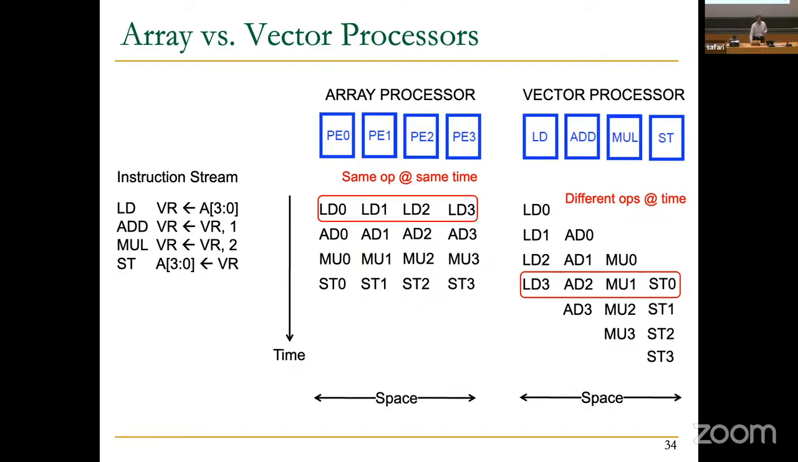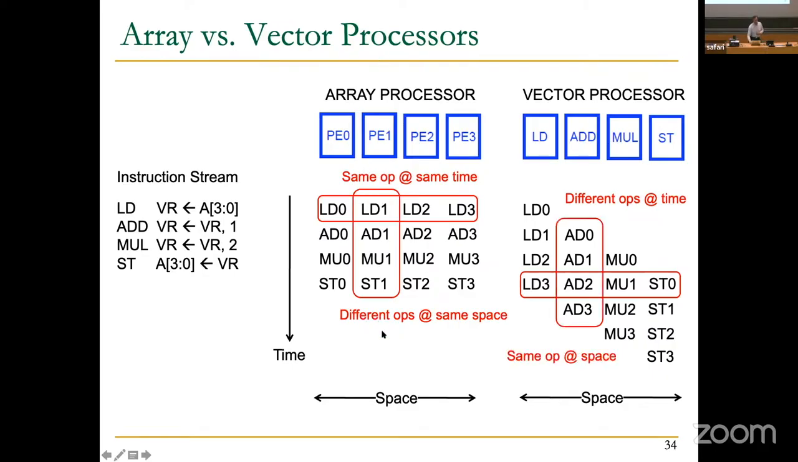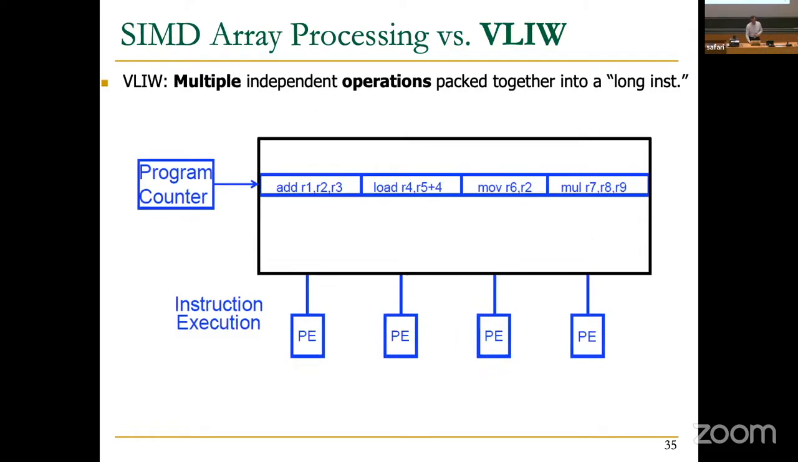Okay, so if you look at the space, you do different operations in the same space in the array processor, whereas in a vector processor, you do the same operation in the same space, which is really the huge cost efficiency of a vector processor. That's why vector processors have been really popular until we were able to actually increase the functional units significantly in our systems. Okay? So as we will see later on, we're going to combine these at the end of this lecture, and GPUs will combine both.